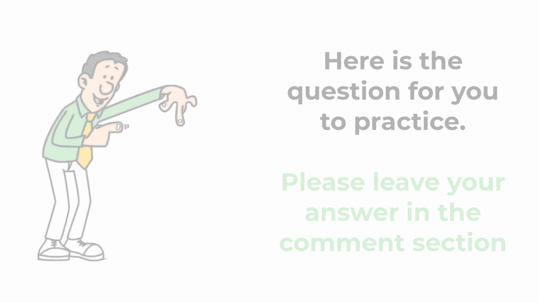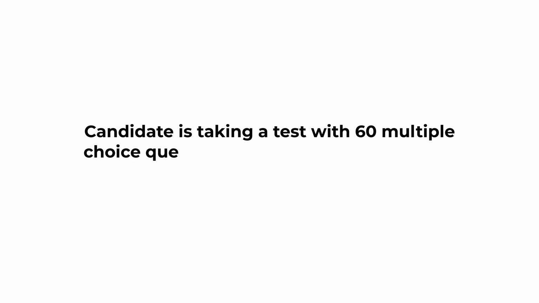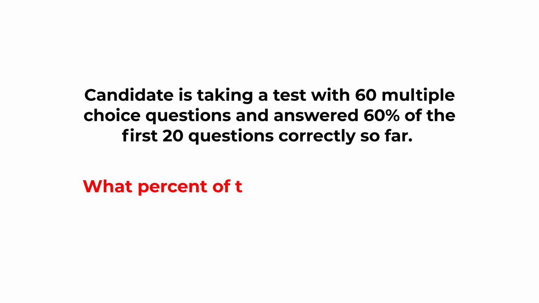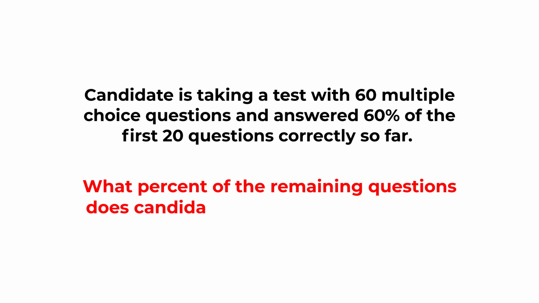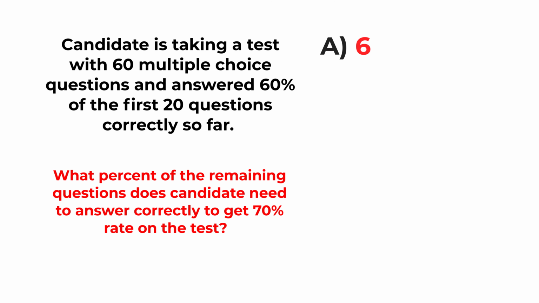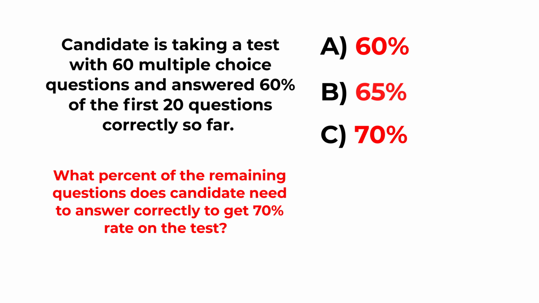Here's the question. Candidate, imagine yourself, is taking a test with 60 multiple choice questions and so far answered 60% of the first 20 questions correctly. What percent of the remaining questions does the candidate need to answer correctly to get a 70% rate on the test? You're presented with 4 different choices. Choice A, 60%, choice B, 65%, choice C, 70%, and choice D, 75%.